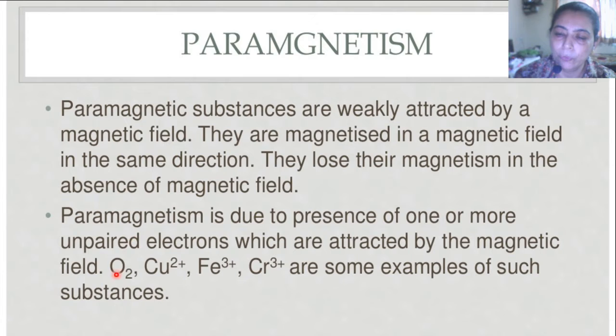And O2, if you remember from 11th standard, we learned that O2 has an even number of electrons, but it still shows paramagnetic character due to molecular orbital theory. The last two electrons will be unpaired and it will show paramagnetism. But copper, iron and chromium ions have an odd number of electrons, and that's why they will have one or more unpaired electrons, and they will show paramagnetism.